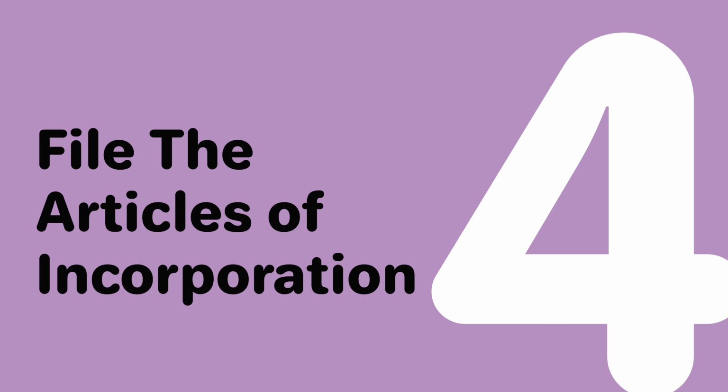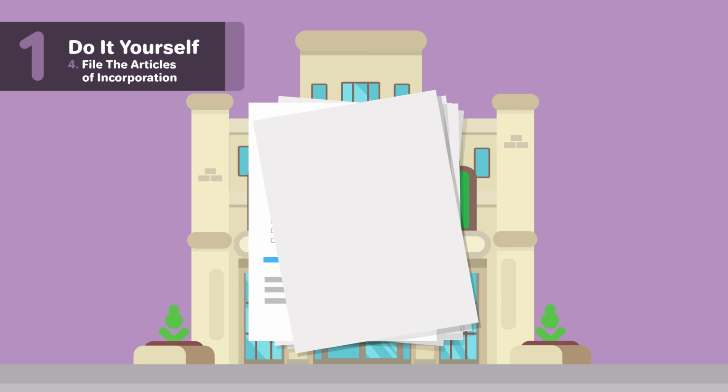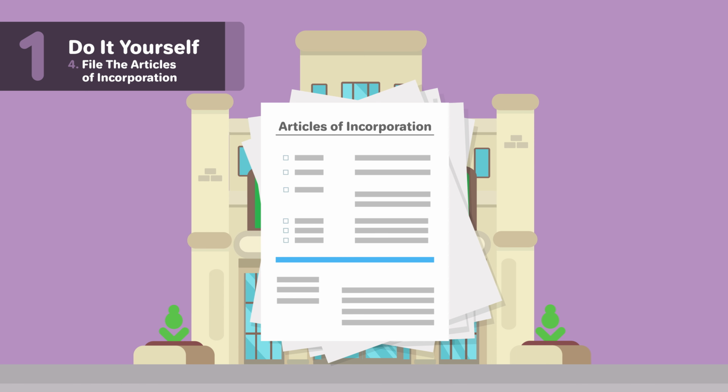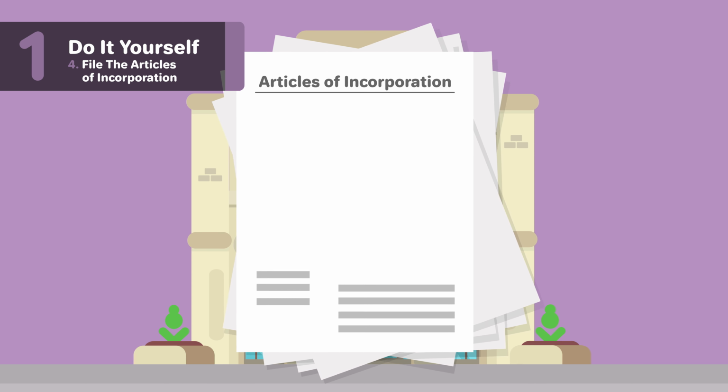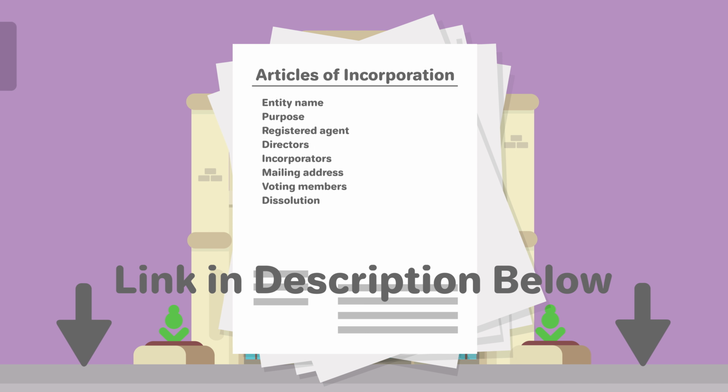4. File the Articles of Incorporation. To form a nonprofit corporation, you will need to file official papers with Idaho. In Idaho, this is called the Articles of Incorporation. Some possible information in the Articles of Incorporation you may have to include is entity name, purpose, registered agent, directors, incorporators, mailing address, voting members, and dissolution. For more information on the sections of the Idaho Articles of Incorporation, check out our page linked below.